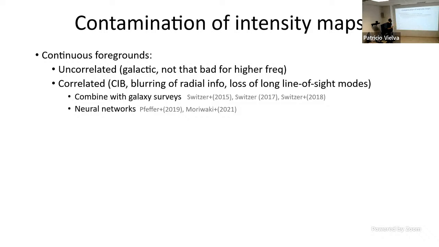We can either combine it with galaxy surveys. This will provide very robust observations, and the first detections of line intensity on cosmological scales come from this cross-correlation with galaxies. This basically comes from the fact that the galaxies are not correlated with the continuum foreground. So when we do the correlation of galaxy surveys and our line intensity maps, we remove the contamination from the foregrounds. But this, of course, limits us to the volumes where we also have information from galaxy surveys.